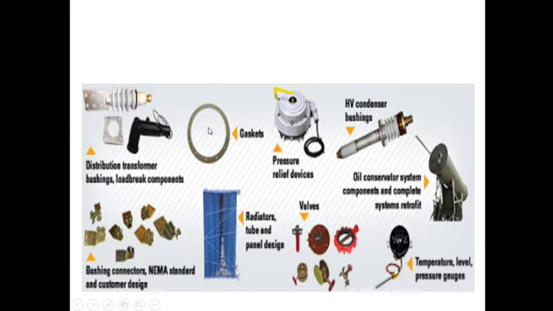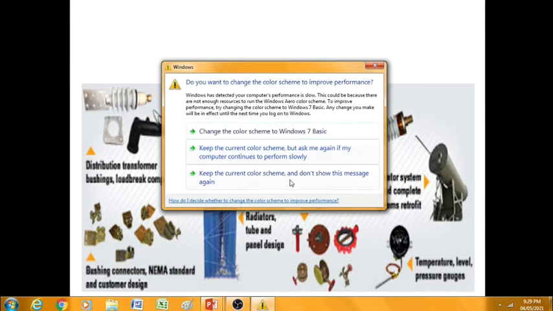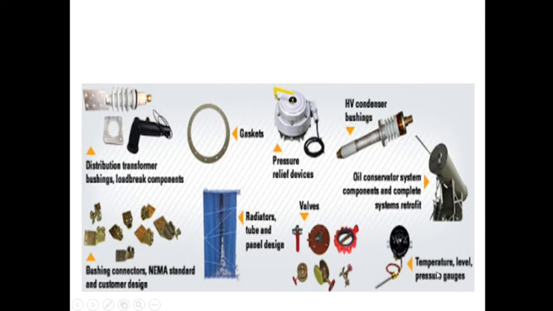This is the gasket, and this is the bushing connectors. This is the radiators, tubes, and these are different types of valves. Temperature, level, pressure gauge. This is the gaskets.